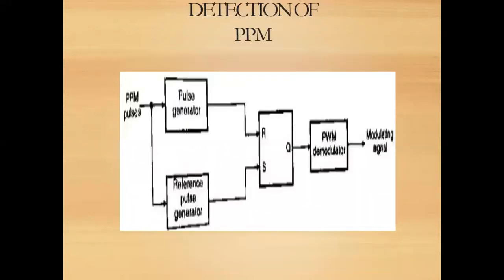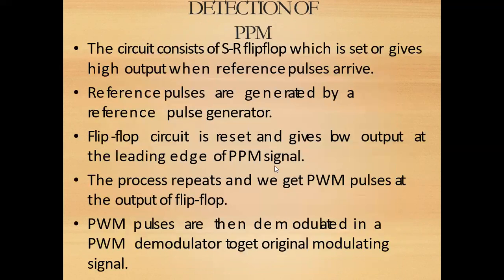Coming to detection of PPM, it consists of a pulse generator and a reference pulse generator. Here we are using an SR flip-flop. From the SR flip-flop we can obtain our output. So the circuit consists of an SR flip-flop which is set, or gives high output, when reference pulses arrive. Reference pulses are generated by a reference pulse generator. The flip-flop circuit is reset and gives output between the reference pulse and the leading edge of the PPM signal. PWM pulses are then demodulated in a PWM demodulator to get our original modulating signal.